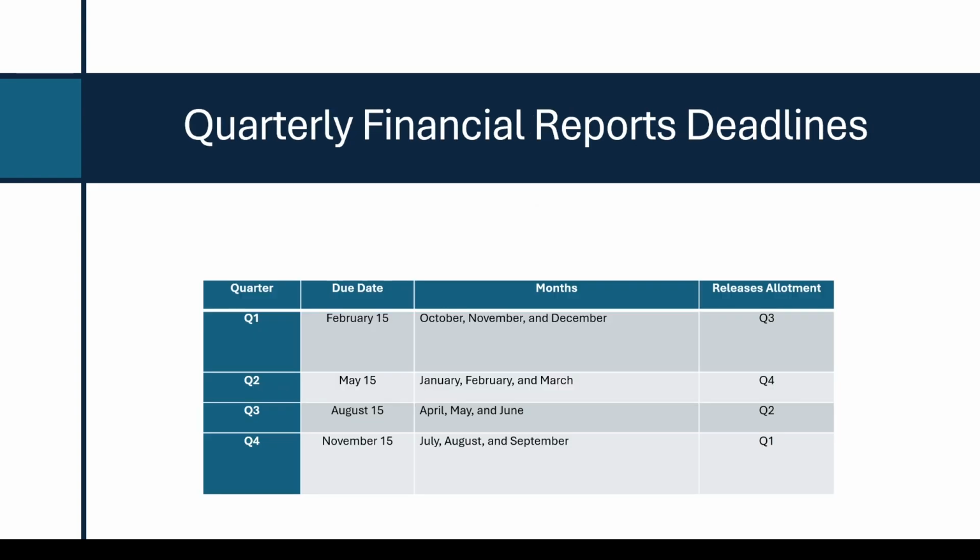The due dates and the months included in the reporting period are as follows. Quarter 1 is due February 15th. Quarter 2 is due May 15th. Quarter 3 is due August 15th. And Quarter 4 is due November 15th. Approval of the QFRs is important because it releases future allotments for the ANC. So, review and approval of the Q1 report will release the Q3 allotment for the ANC.